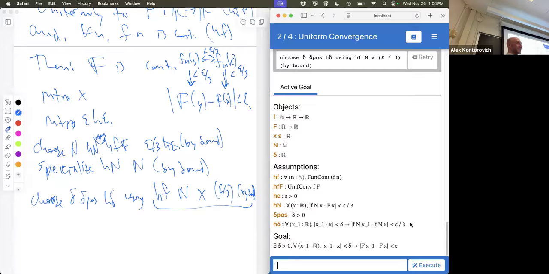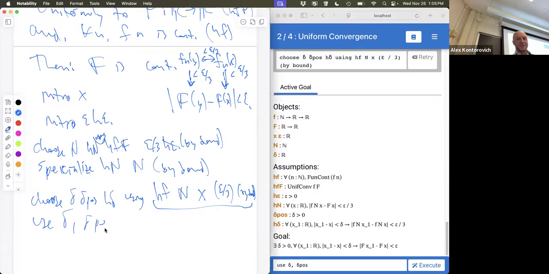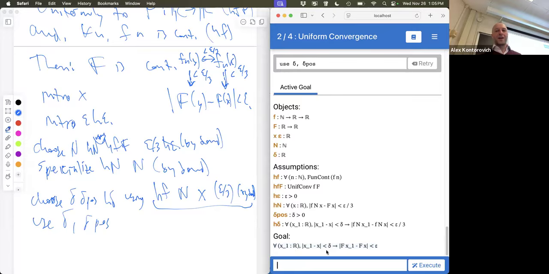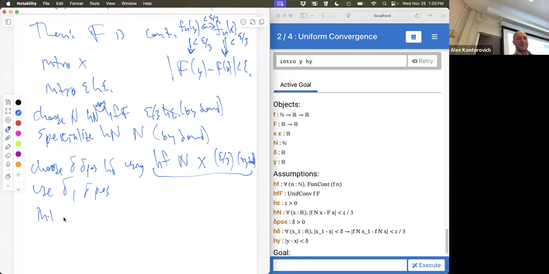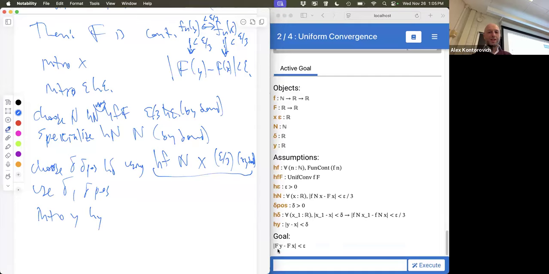Everybody see that? Okay, so what delta do we want to use? Use delta and it's positive, delta pos. Try to record both things simultaneously. Okay, so we've got delta and delta pos. Now intro y and hy. Intro y, hy. Just record that here. Okay. Y is big F less than that.